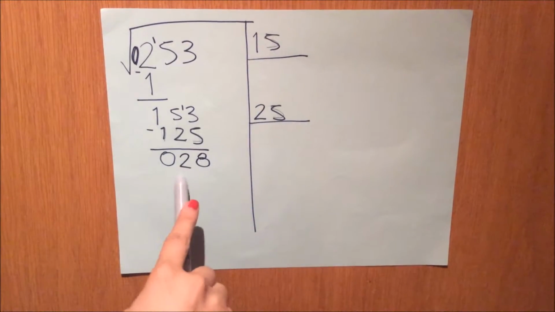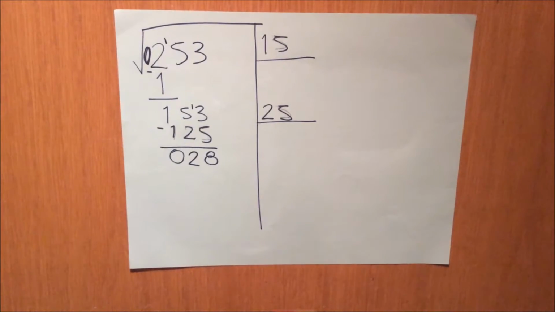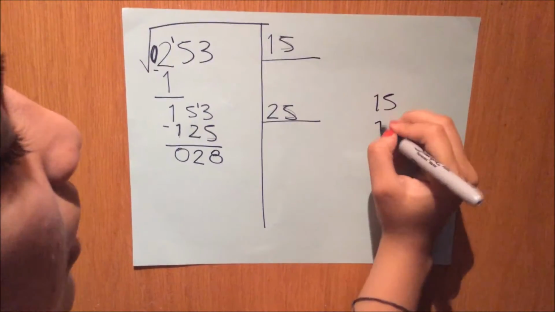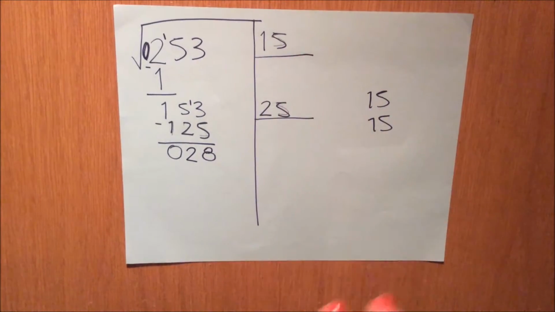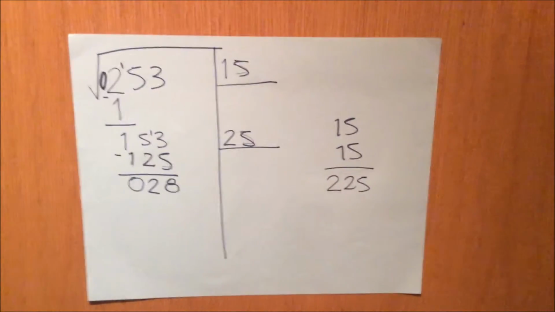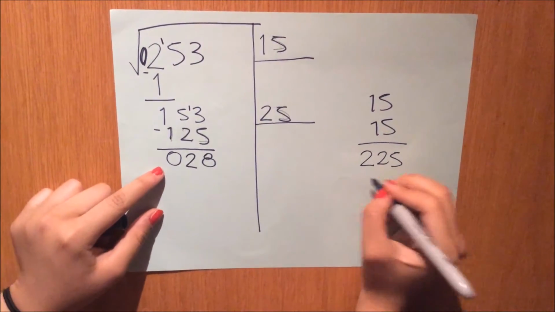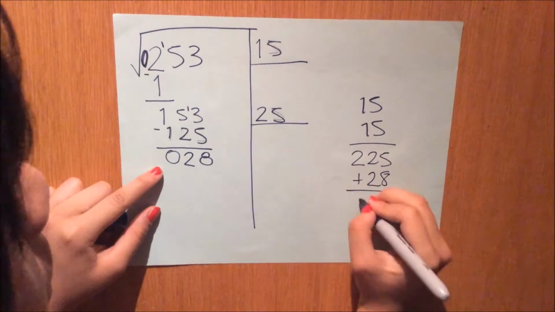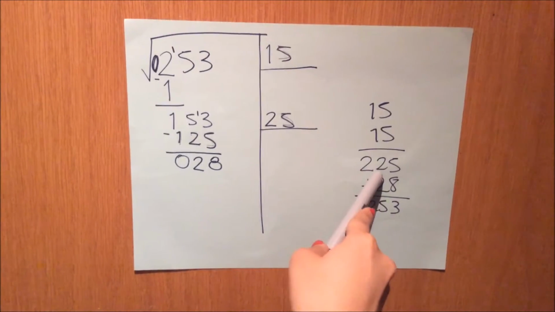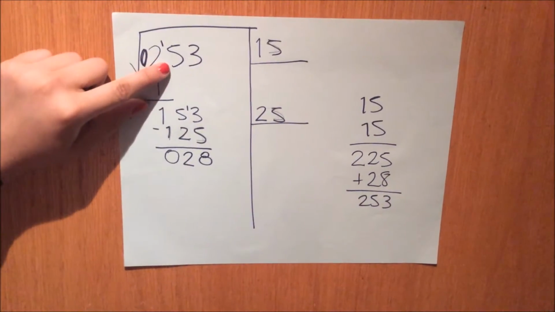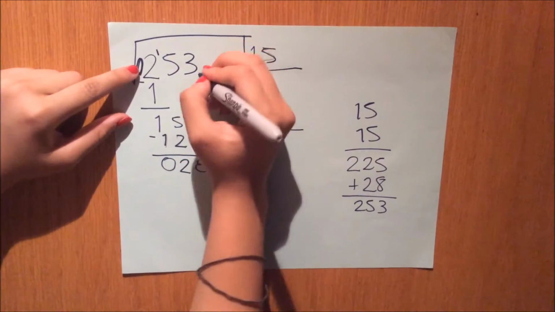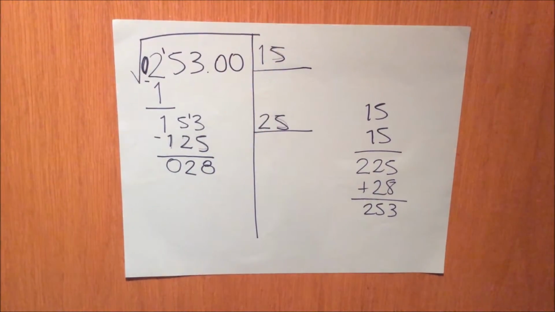So this is our remainder, but if we multiply 15 times 15, supposedly this is our square root, it gives us 225, and we have to add the remainder, plus 28, 253. But as you can see, 225 is not really close to 253, so let's try to make this root a bit more accurate. How? With the decimal points.